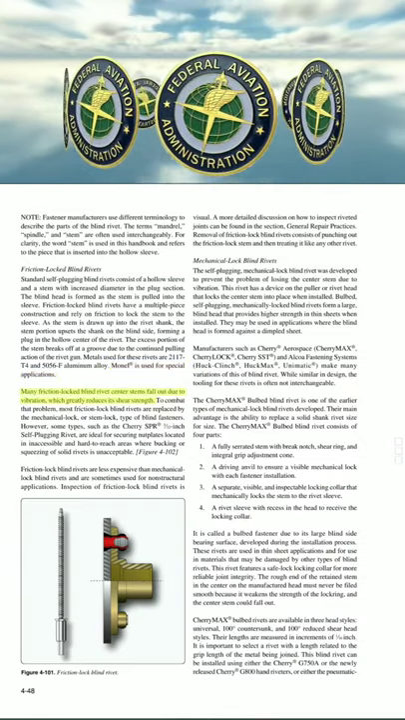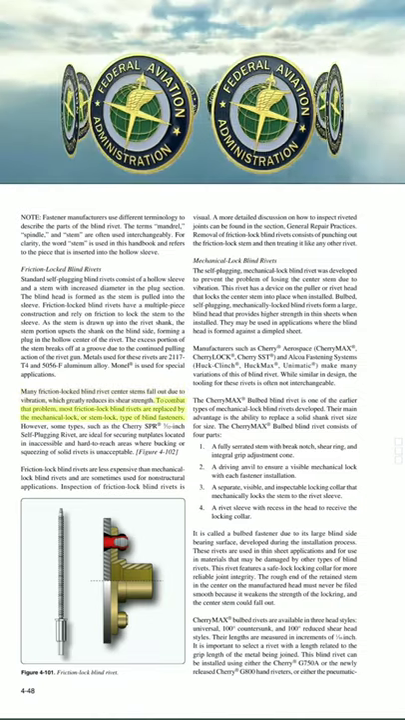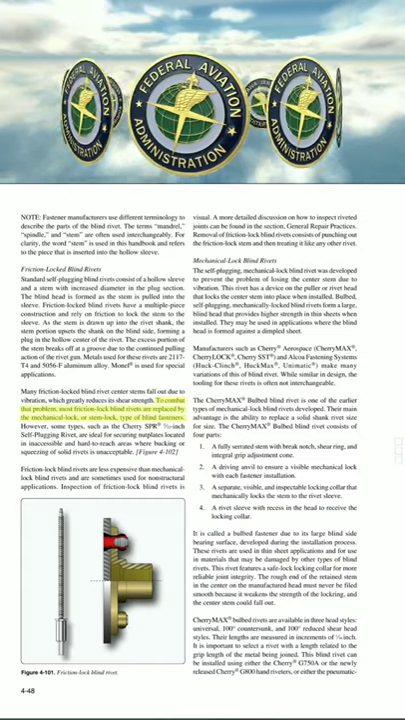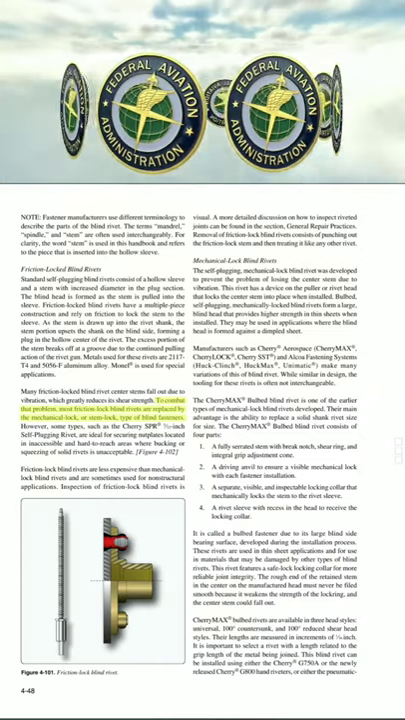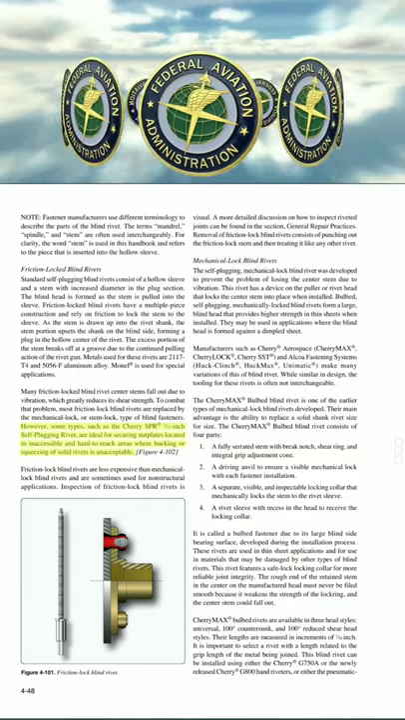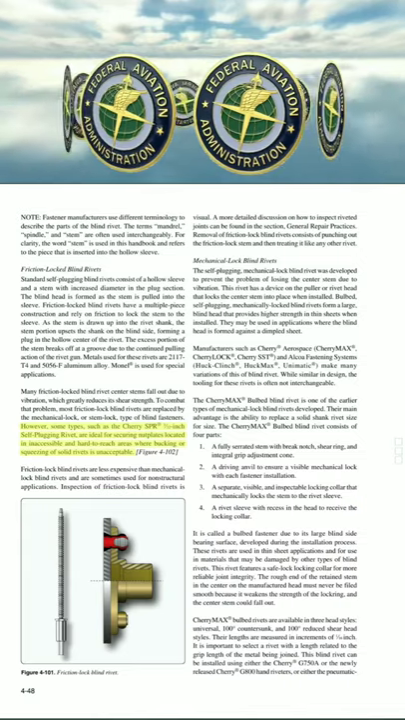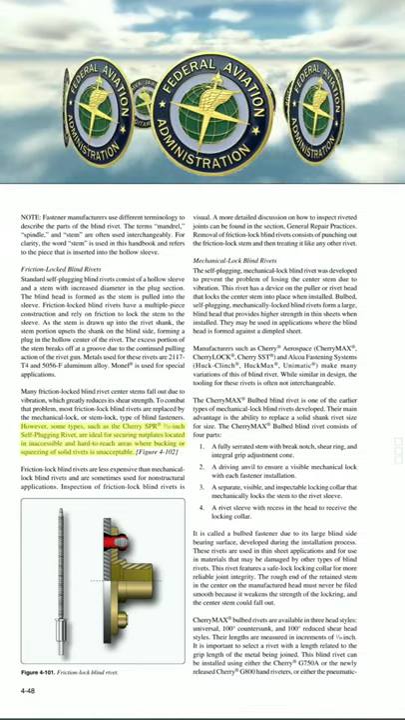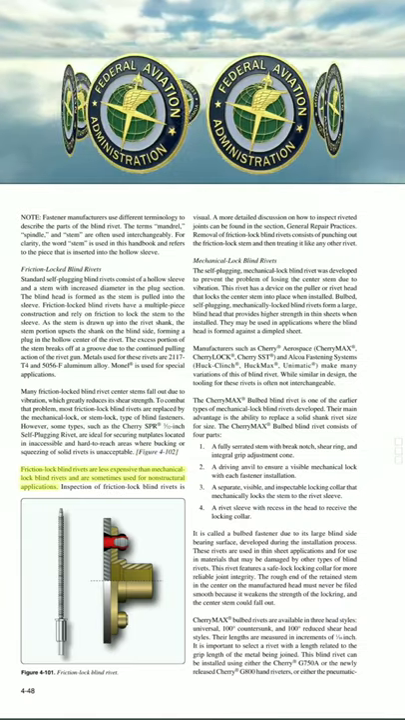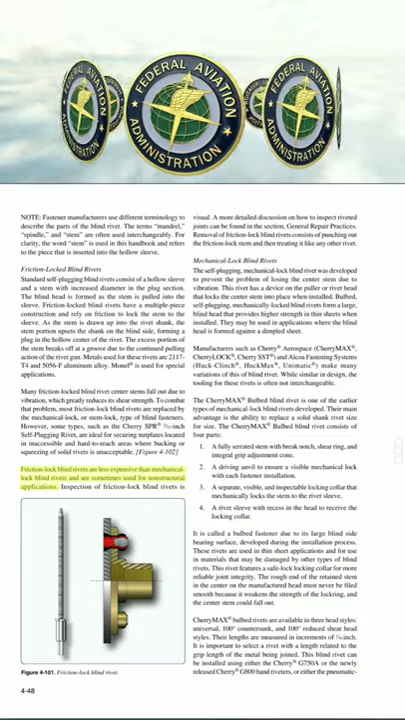Many friction-locked blind rivet center stems fall out due to vibration, which greatly reduces its shear strength. To combat that problem, most friction-locked blind rivets are replaced by the mechanical lock, or stem lock, type of blind fasteners. However, some types, such as the Cherry SPR 3/32-inch self-plugging rivet, are ideal for securing nut plates located in inaccessible and hard-to-reach areas where bucking or squeezing of solid rivets is unacceptable. Friction-locked blind rivets are less expensive than mechanical-locked blind rivets and are sometimes used for non-structural applications.